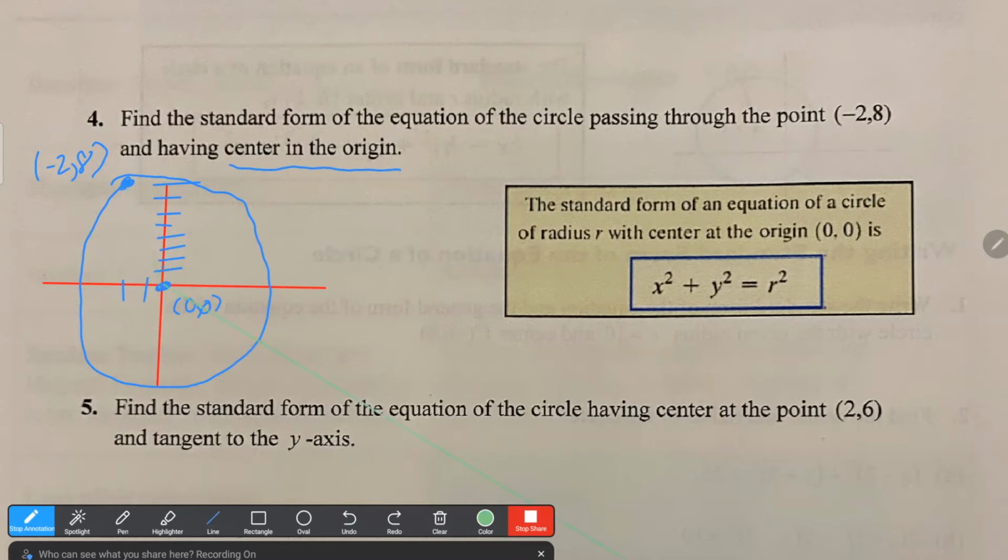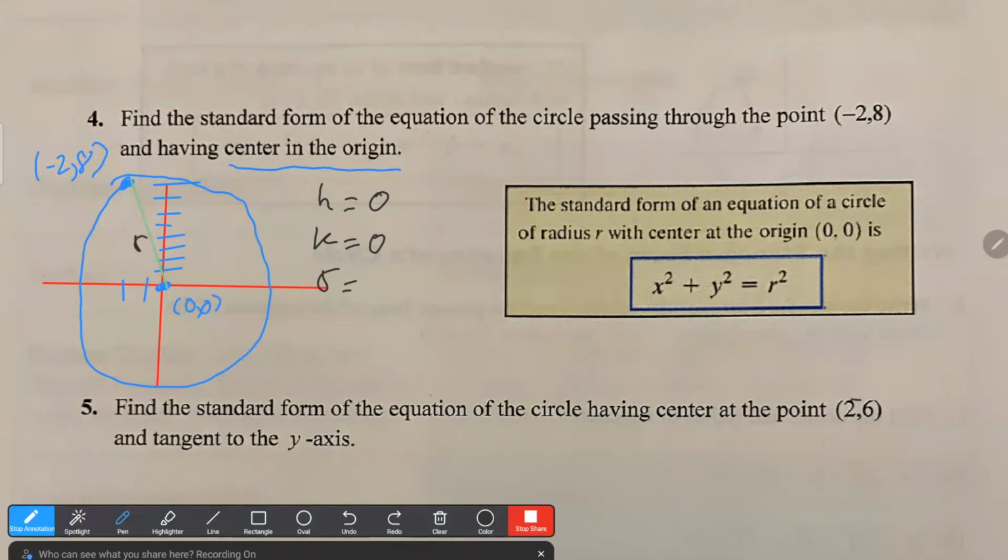And remember, the things that we need for a circle are the center, or the h, k values. So we need to find h, we need to find k, and we need to find r. In this case, h is 0, k is 0, and r is, well, we need to find it. So this is our r.